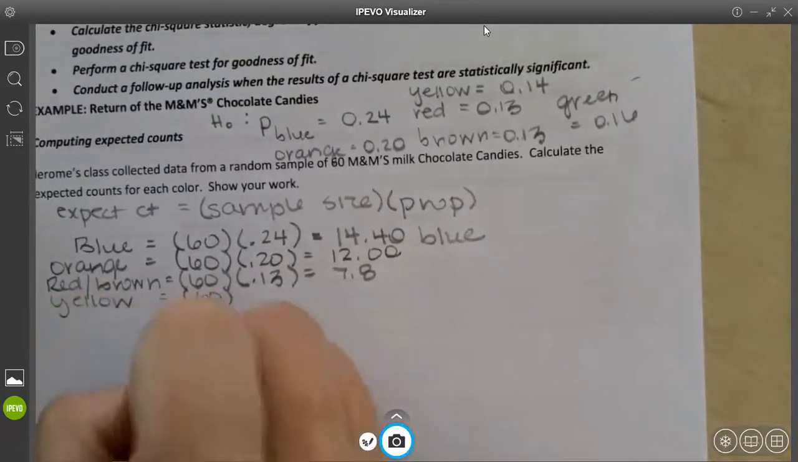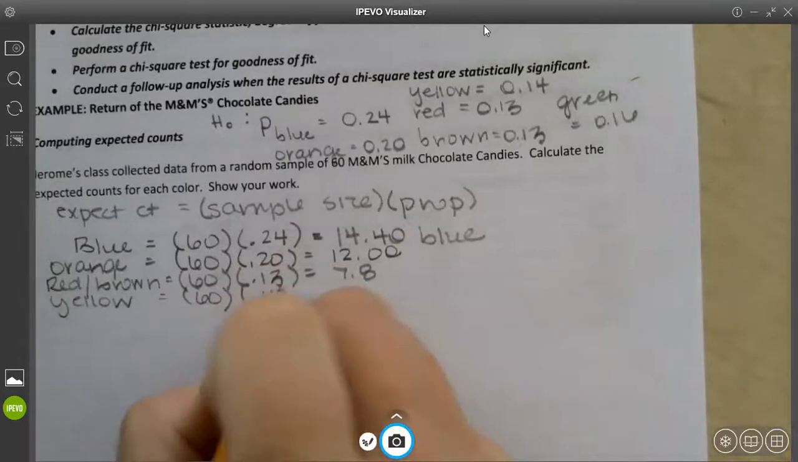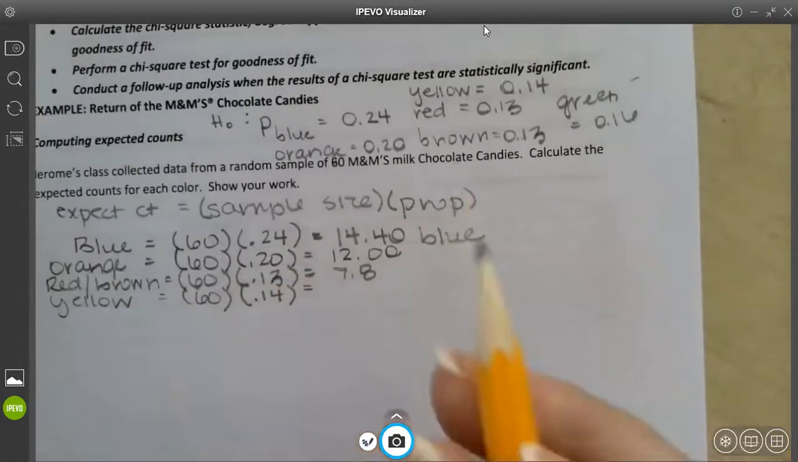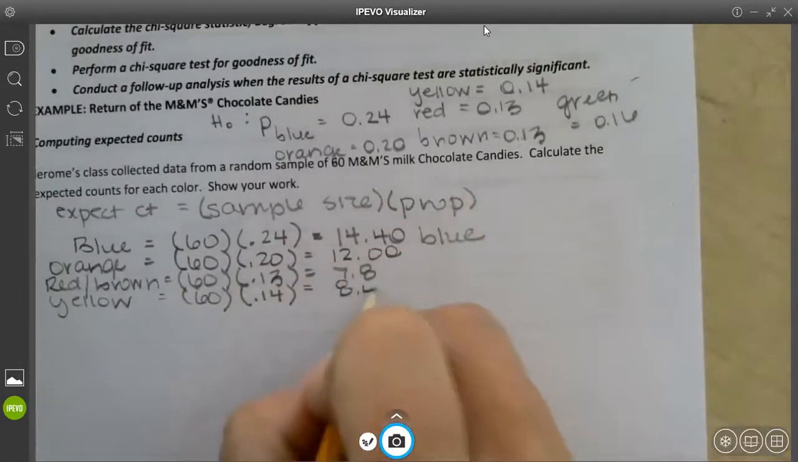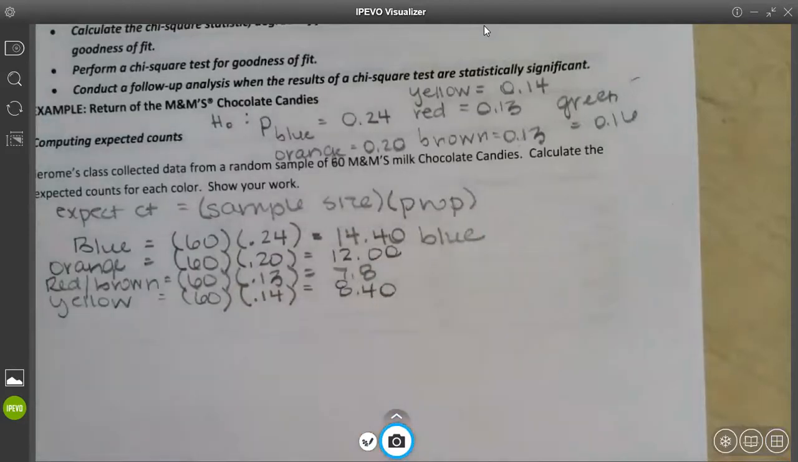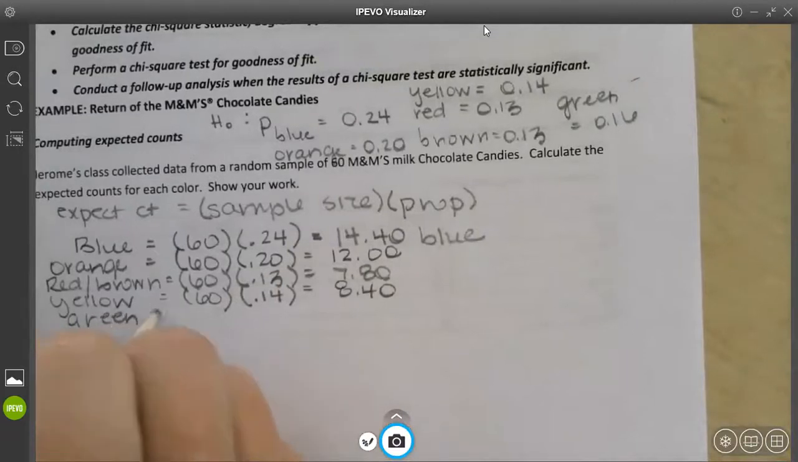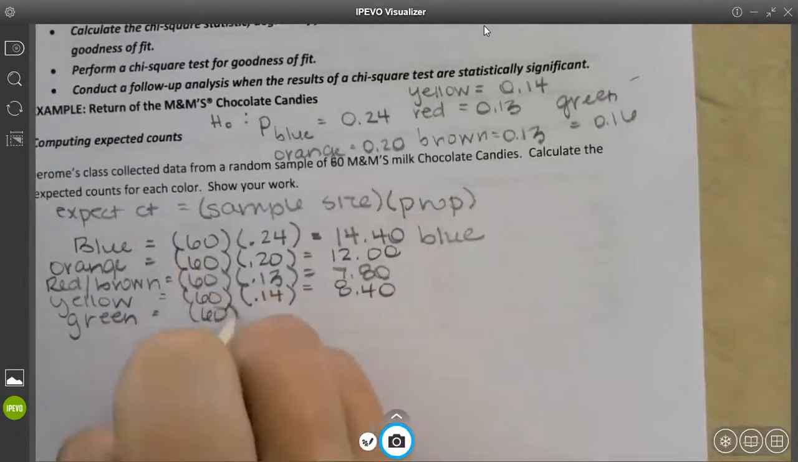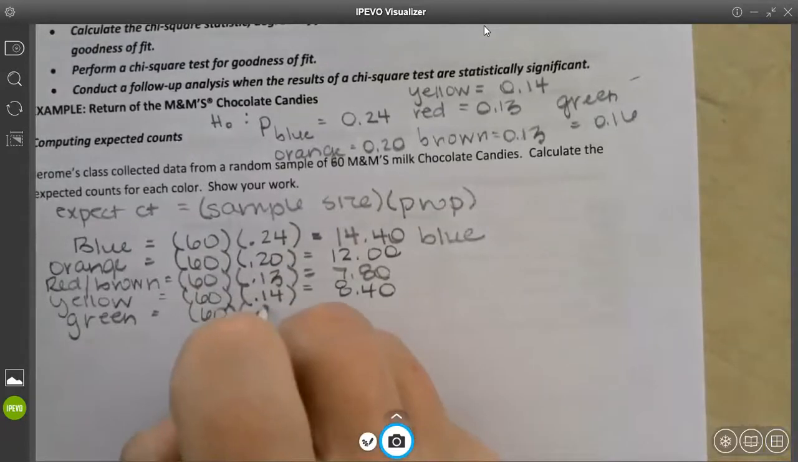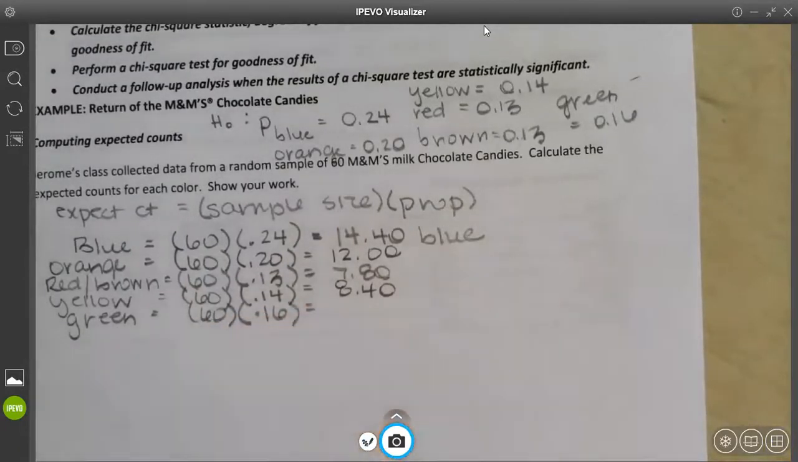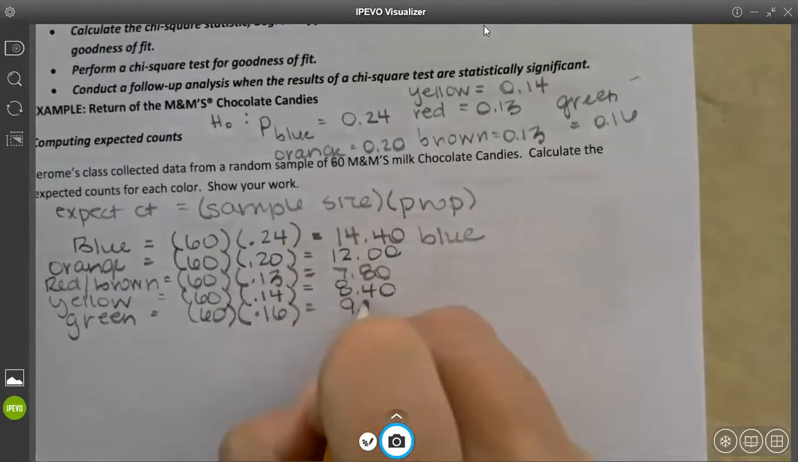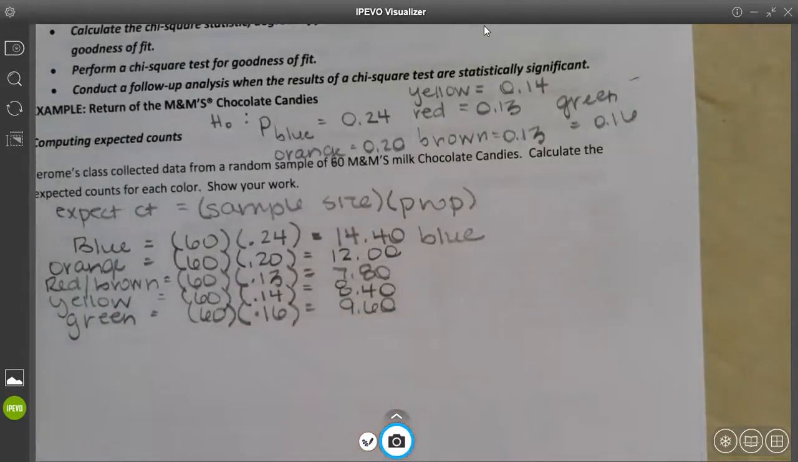Yellow, you would do 60 times 0.14, which would give you 8.40. And then the last one would be green, which you would do 60 times 0.16, which gives you 9.60.